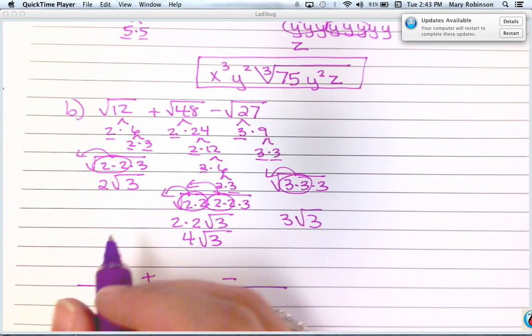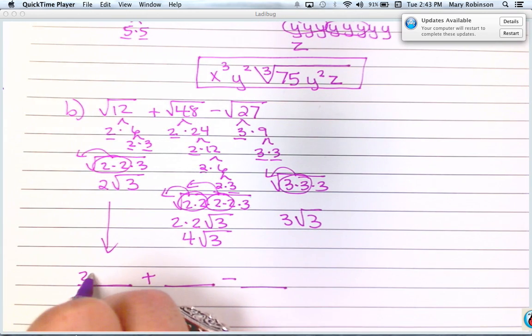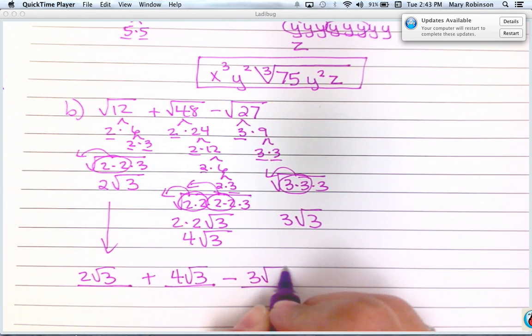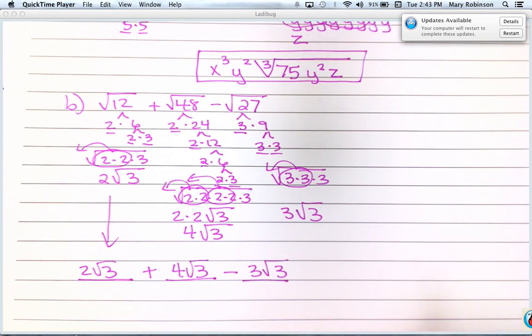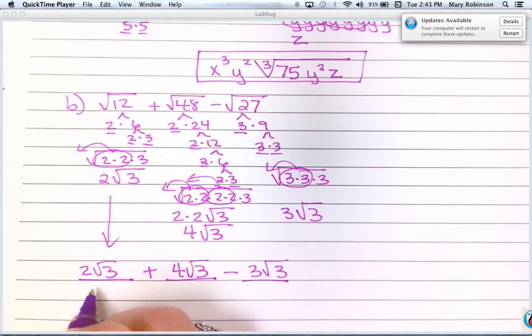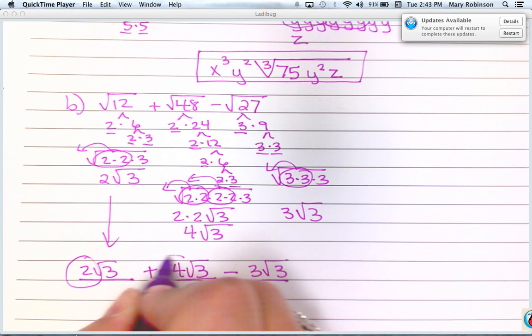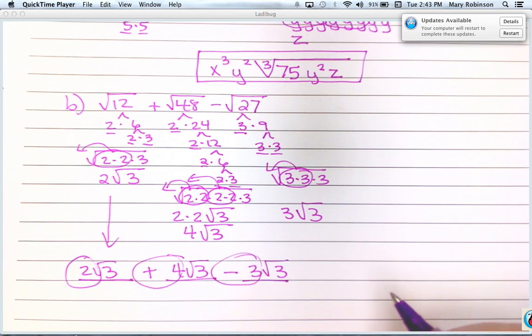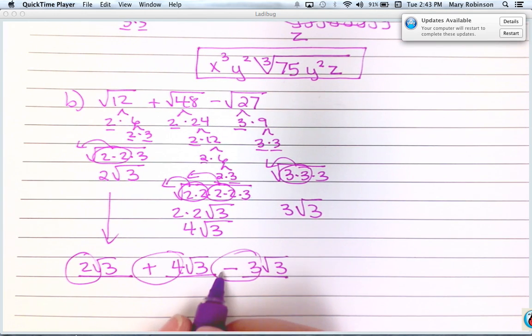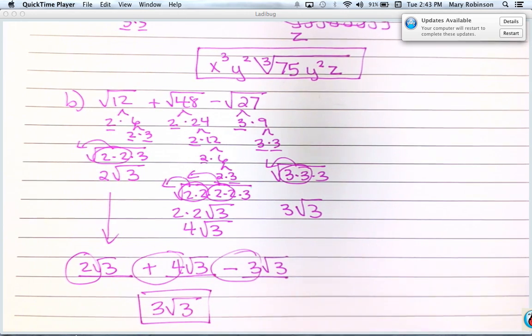So what we're looking at this point is 2 square roots of 3 plus 4 square roots of 3 minus 3 square roots of 3. In this case, they are all like terms because the radicands are all 3, which means we simply combine the 2 and add 4 and subtract 3. So 2 plus 4 is 6. 6 minus 3 is 3. So we're going to have 3 square roots of 3.